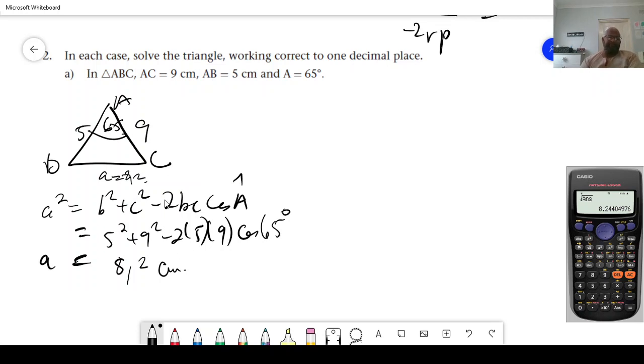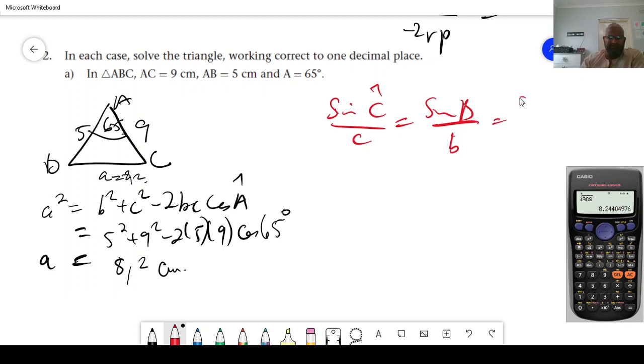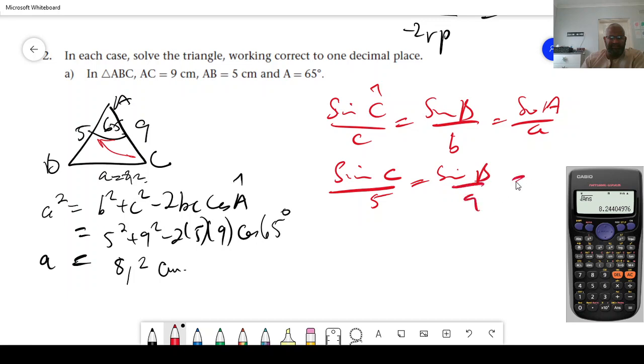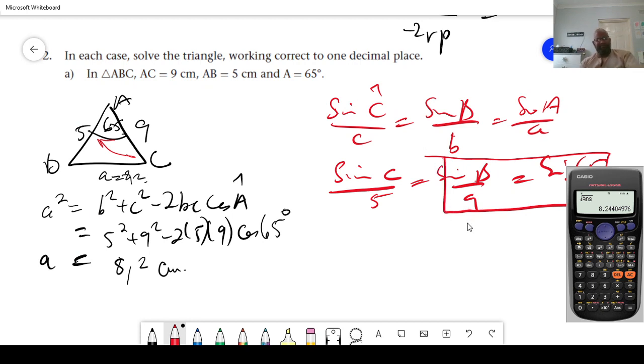So as I indicated before, it's going to be easier to work with the sine rule. Okay, so I can simply say sine of c over c is equal to sine of b over b is equal to sine of a over a. So it's going to be sine of c, which is unknown, over c. So opposite c you've got 5, is equal to sine of b over 9, is equal to sine of a, which is 65, over 8.2. So that I can calculate angle B at this point.